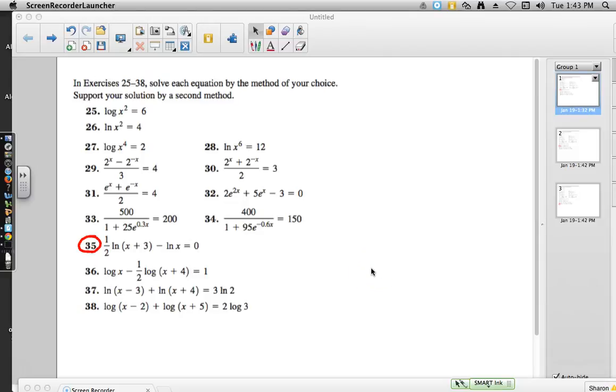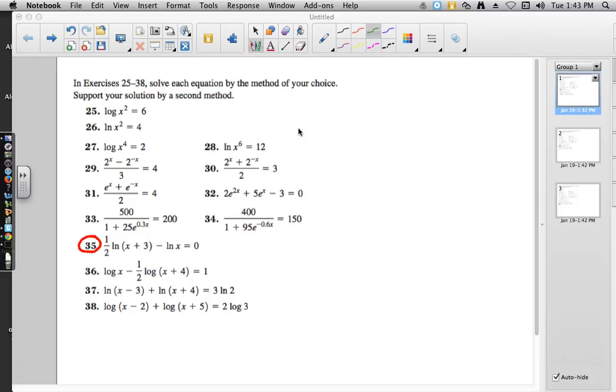These are the frequently asked questions for pre-calculus for section 3.5, day 2. It says, in exercises 25 to 38, solve each equation by the method of your choice. Support your solution by a second method. I'm not going to worry about supporting with a second method. I want to see that you're able to solve these.